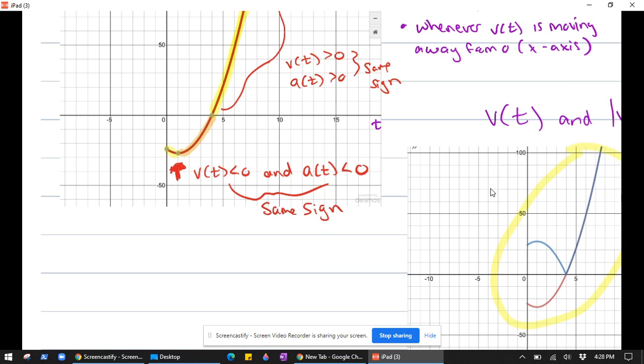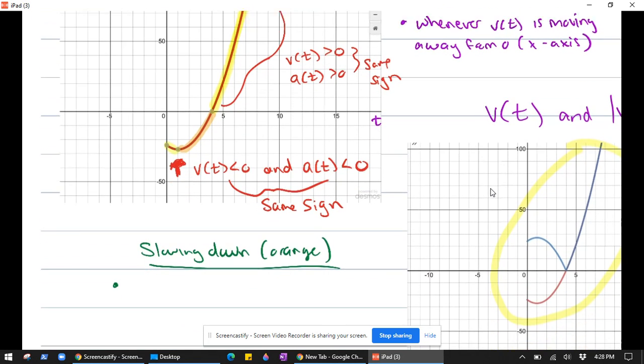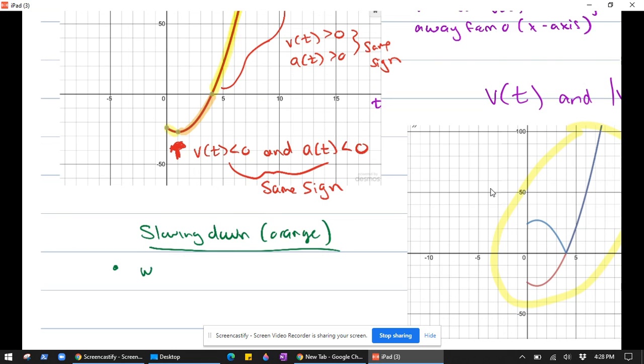And on the other hand, the orange section, slowing down. How do we make sense of that? I'm going to say visually, it's just whenever v of t is moving towards the x-axis.